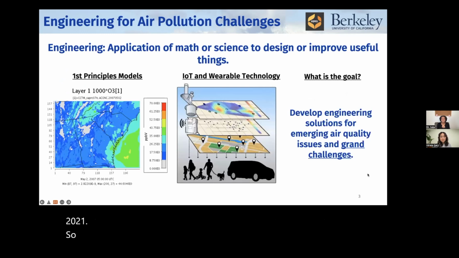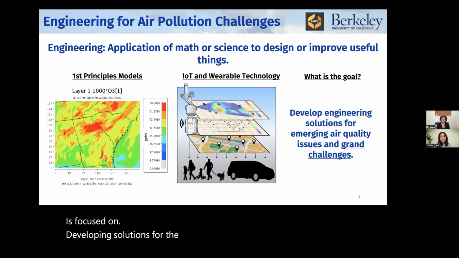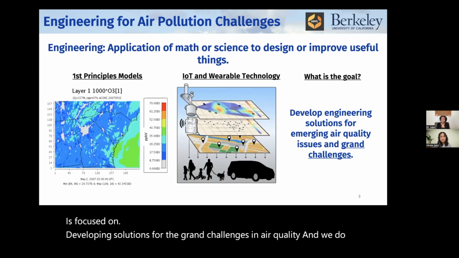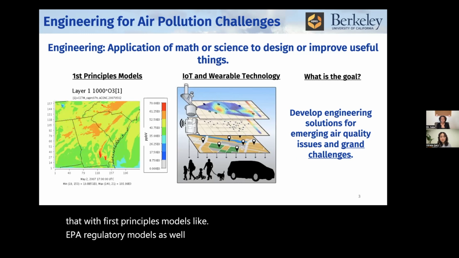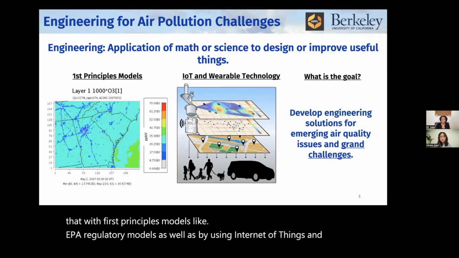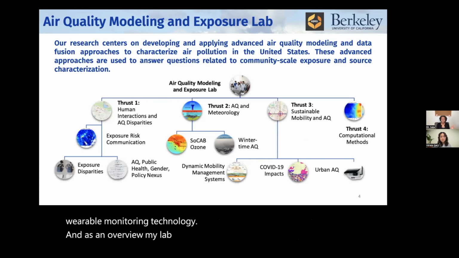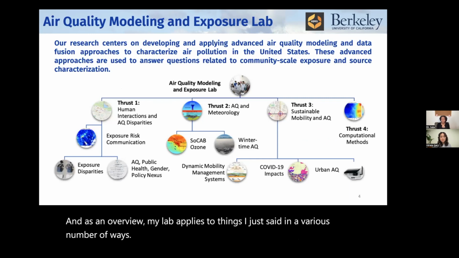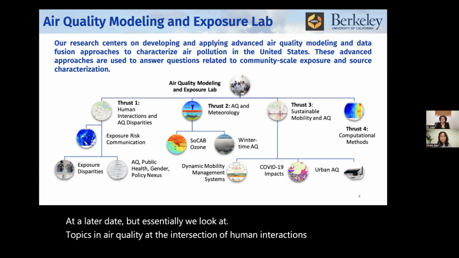So essentially, my lab is focused on developing solutions for the grand challenges in air quality. And we do that with first principles models, like EPA regulatory models, as well as by using Internet of Things and wearable monitoring technology. And as an overview, my lab applies the things I just said in various ways across 4 different research thrusts. And I'm happy to answer questions about that at a later date. But essentially, we look at topics in air quality at the intersection of human interactions, sociology, meteorology, sustainable mobility, and also computational methods.